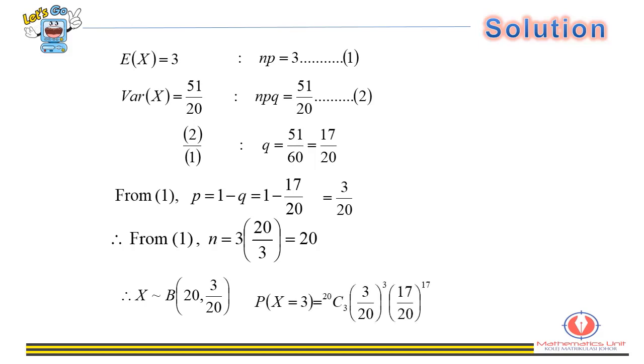After that, we may evaluate the probability of X equal to 3 by using the binomial distribution formula, to get the probability 0.2428.